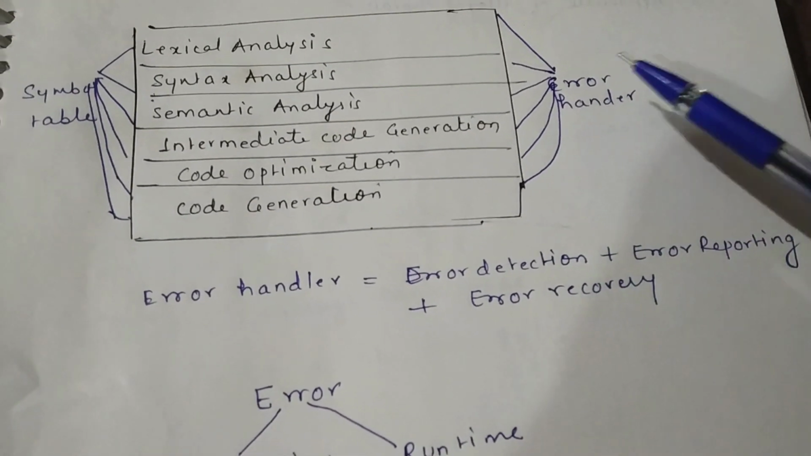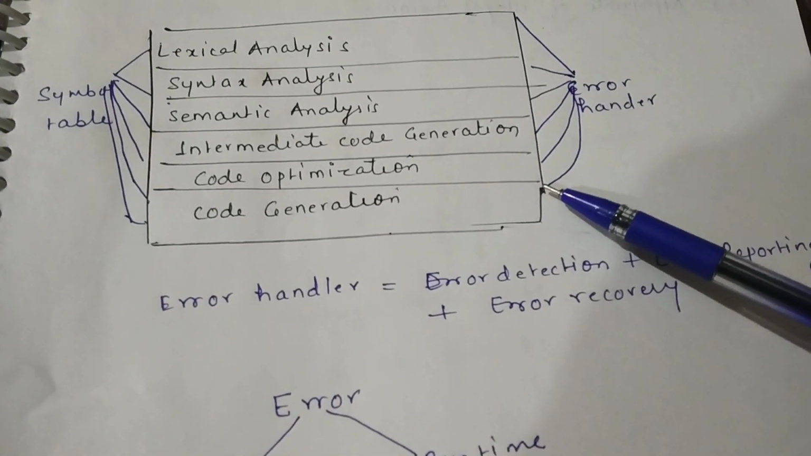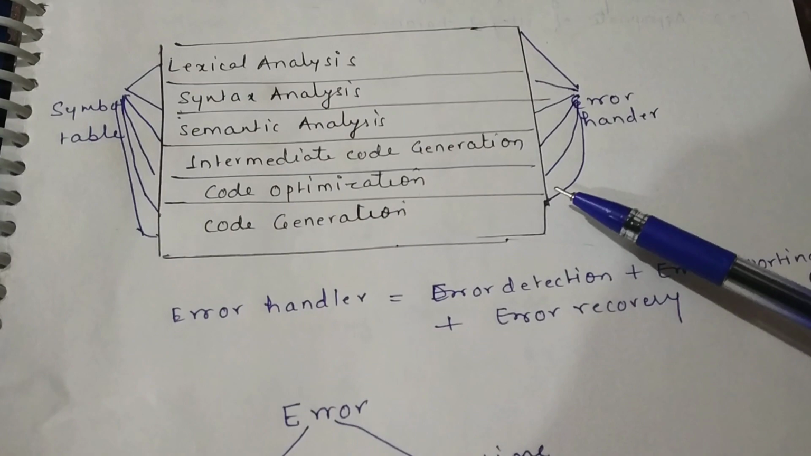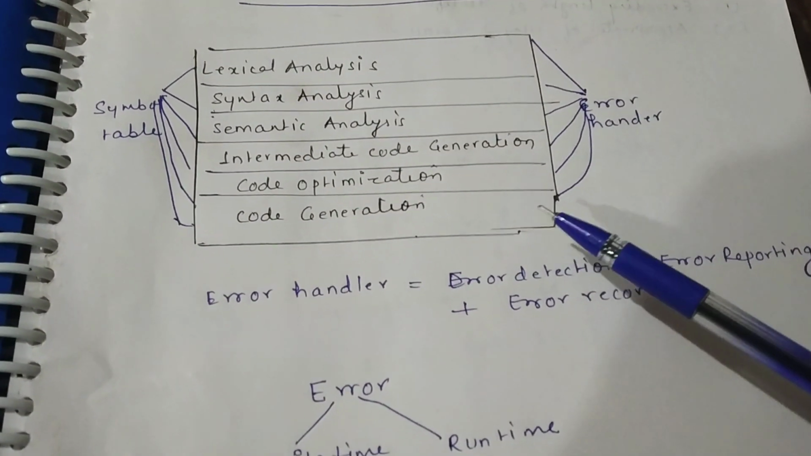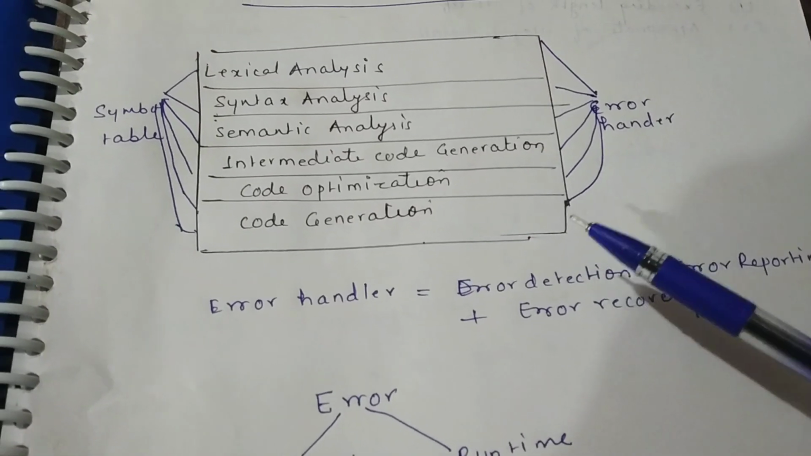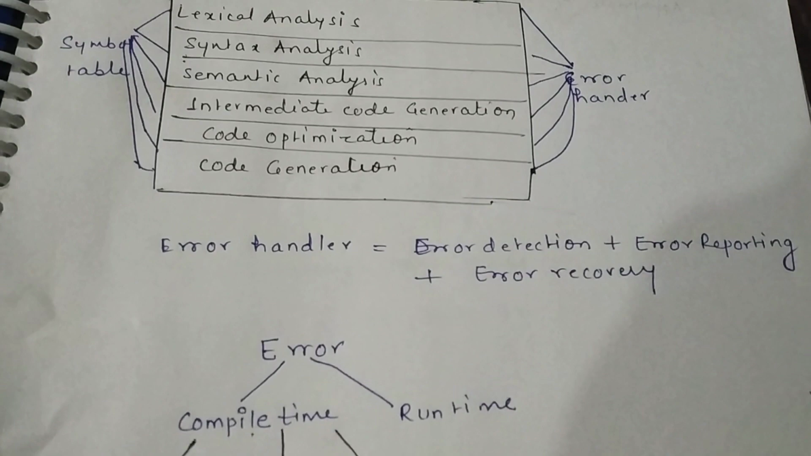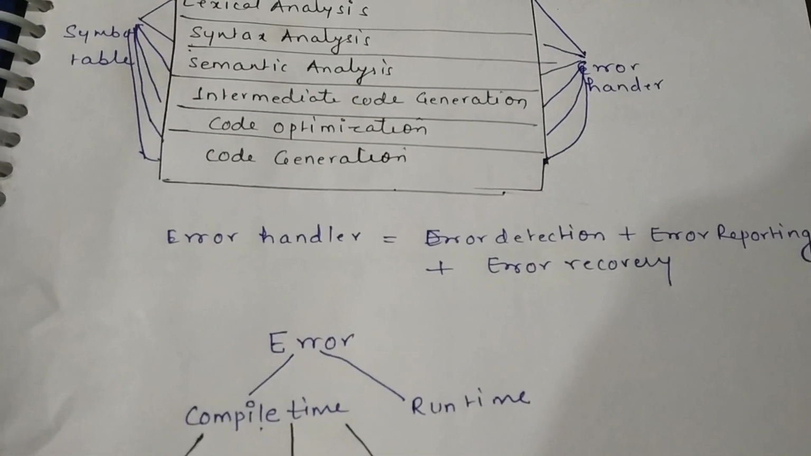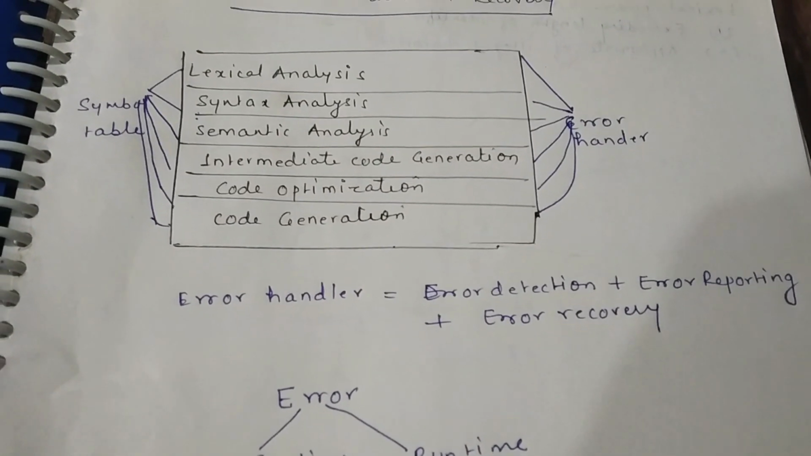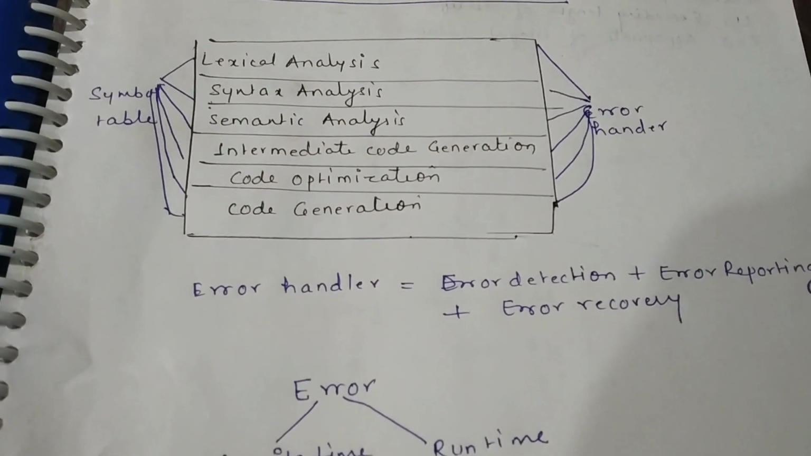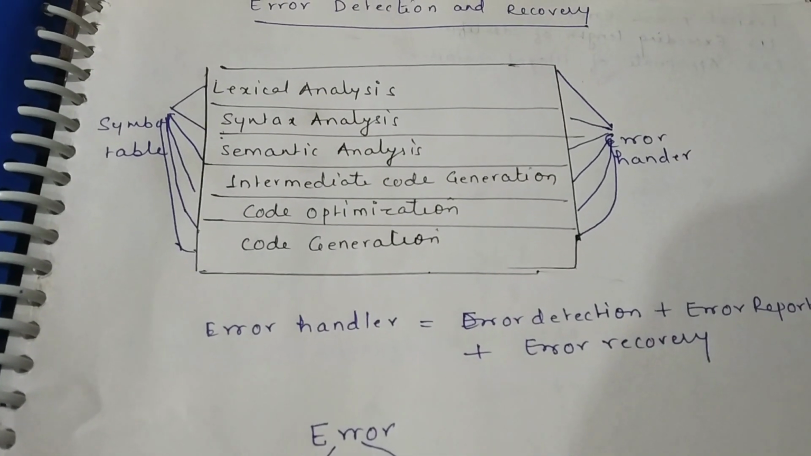The error handler is also connected with each phase of the compiler. In any phase, if any error is encountered, it will report to the error handler. The error handler performs the 3 operations: error detection, error reporting, and error recovery. Like in C language, when we write any program and encounter any error like undefined symbol and undeclared variable, it shows an error.